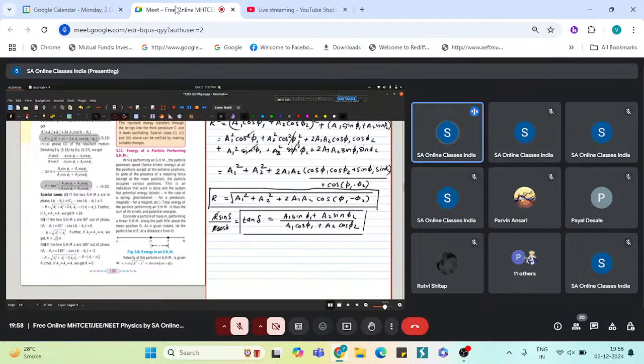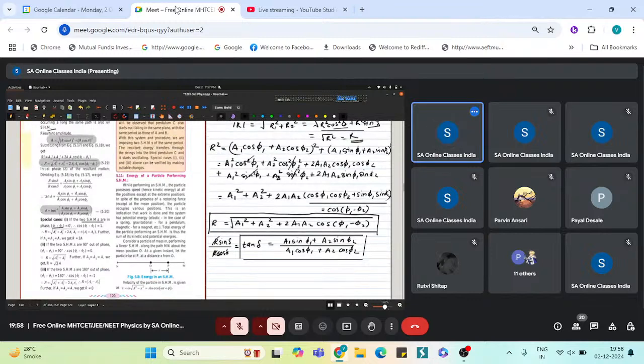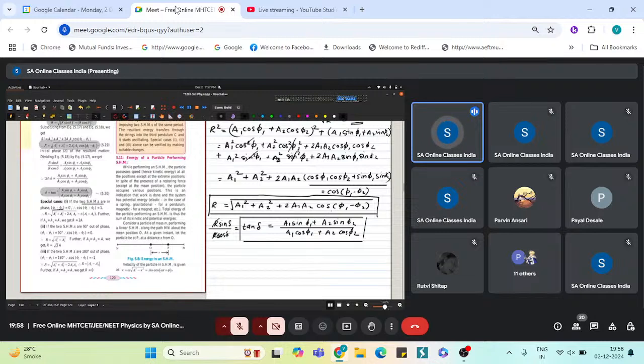extreme cases, where for example one case is going to be two SHMs are in phase, which means that phi 1 minus phi 2 is going to be 0. And if you now look here, phi 1 minus phi 2 is 0, and cos 0 we know is 1. So this formula is just going to be r is equal to a1 square plus a2 square plus 2a1 a2 into 1. So this cos term is going to go away.